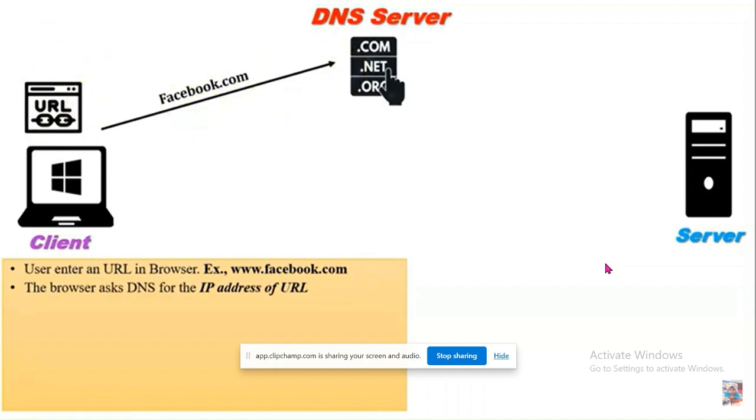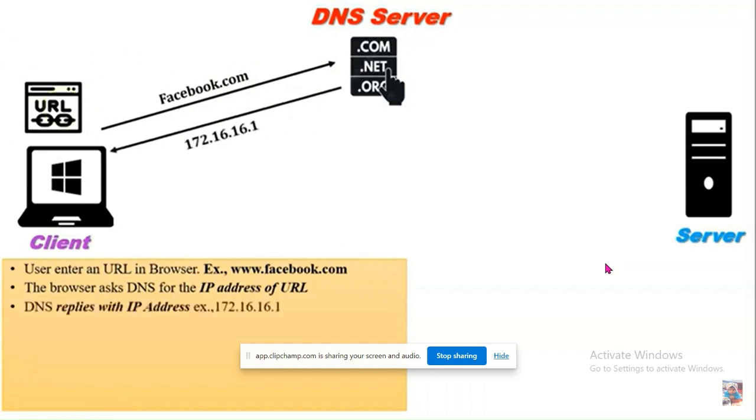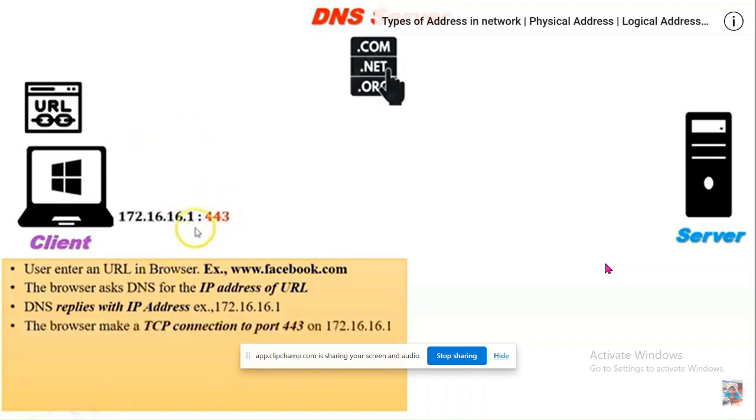The DNS server looks up the DNS table and finds the IP address of that particular URL. The DNS server sends the IP address of that particular URL to the web browser. Now, the browser makes a TCP connection with that IP address. Here, port number 443 is added with the IP address because the URL consists of the HTTPS protocol. The port number of the HTTPS protocol is 443.